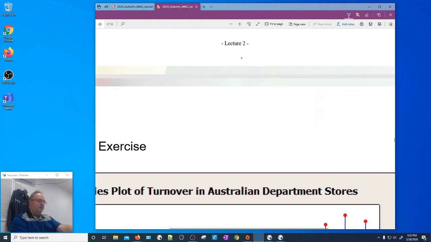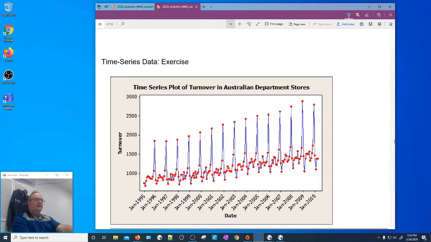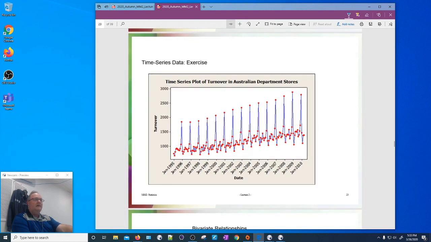Alright, so I might have to unzoom a little bit. Okay, so I'll just unzoom a little bit. Now, interesting. Time series plot, turnover in department stores. So what would it be like now? It'd be flat, wouldn't it? I think it'd be up here somewhere, and it'd be flatlining. It'd be like, ooh, that'd be department store turnover.